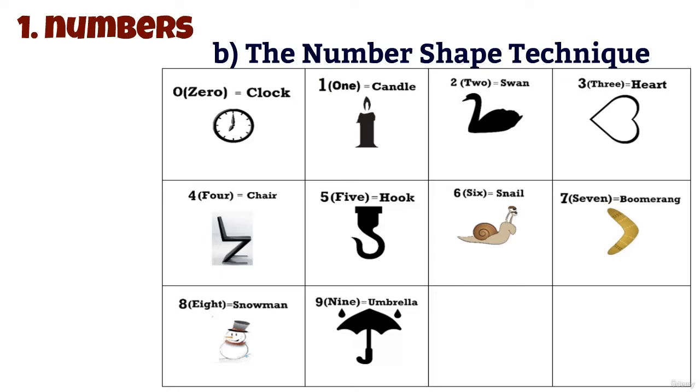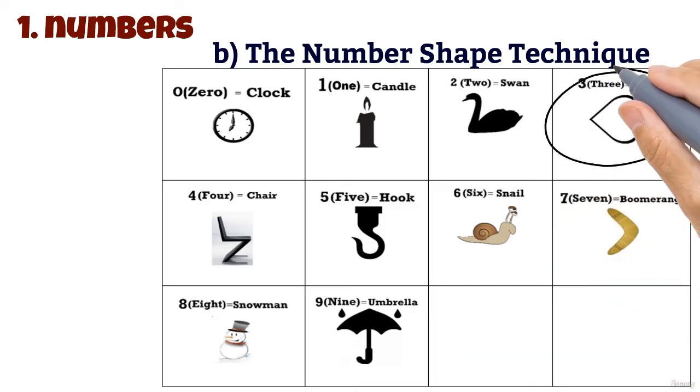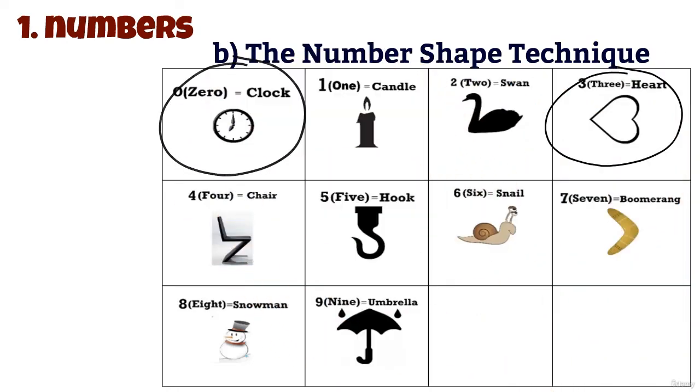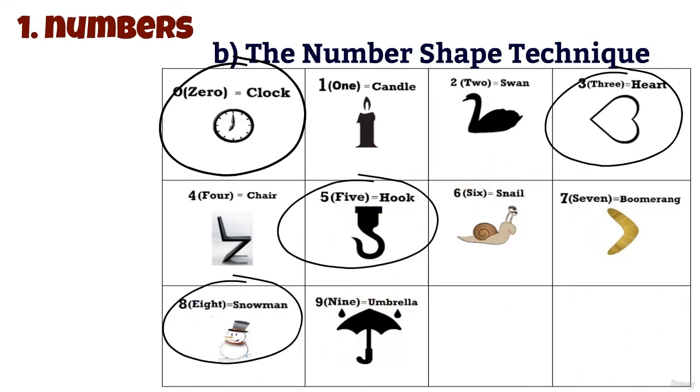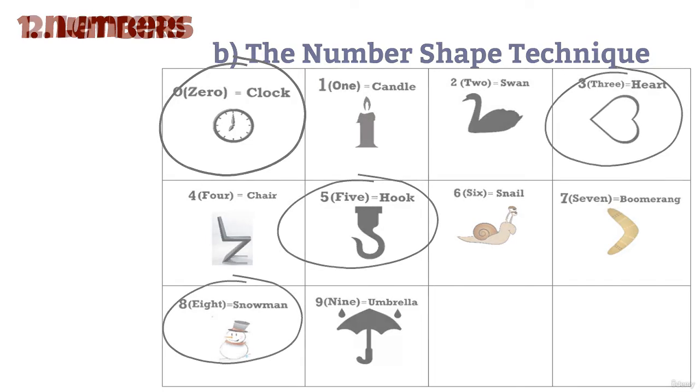The same pin from our previous example, 3085, is transformed into the following images: heart, clock, snowman, hook. To memorize these words, you can imagine a heart-shaped clock timing the lifting of a snowman by the hook of a crane. This is another simple method that you can keep at hand when you have different things to remember.